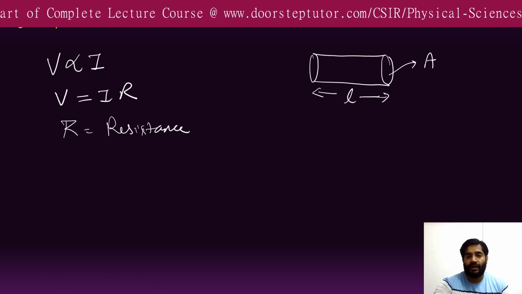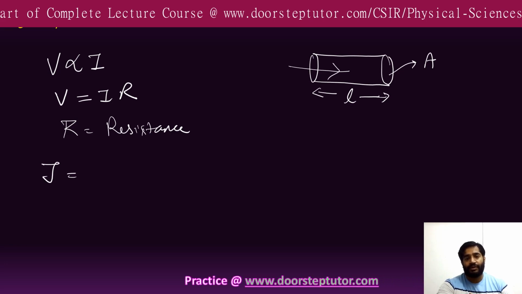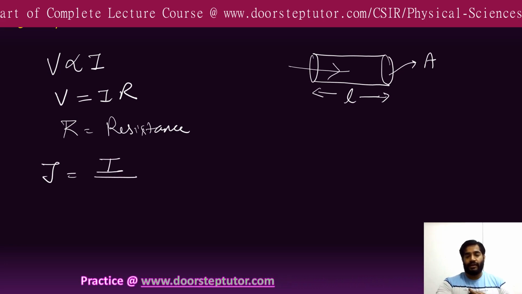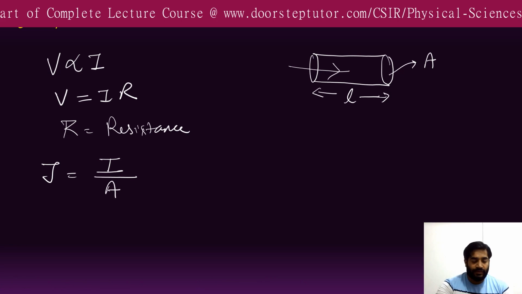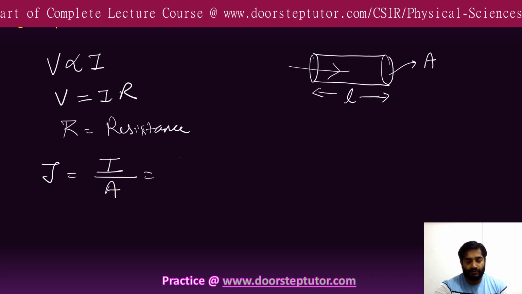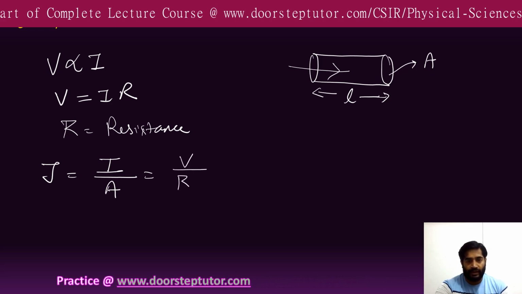This is a solid wire and current is passing through it. So it has some current density. So what is the current density? Current density, as already told you, is current per unit area that is perpendicular to the flow of current, or we can say the cross section area. Okay, so this is what we got. Now what is the value of I? It is V over R. So J is V over R A.